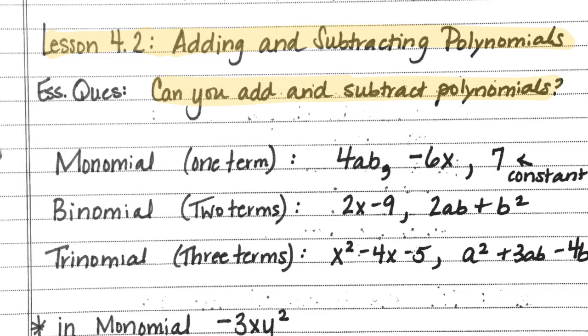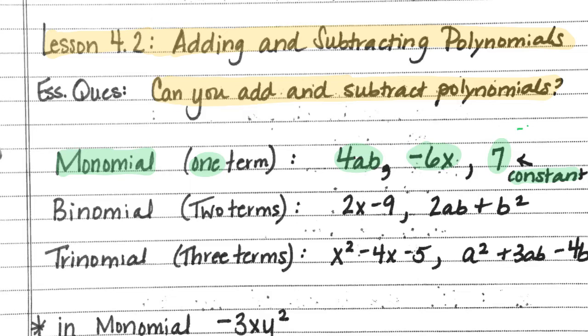Let's talk about the different types of polynomials that we know of. We're going to start with a monomial. A monomial has one term. 4ab, all multiplied, is one term. Negative 6x is one term. 7 is called a constant.